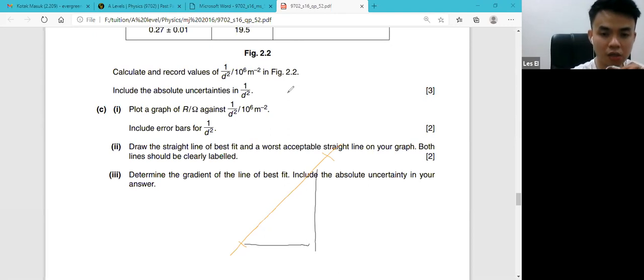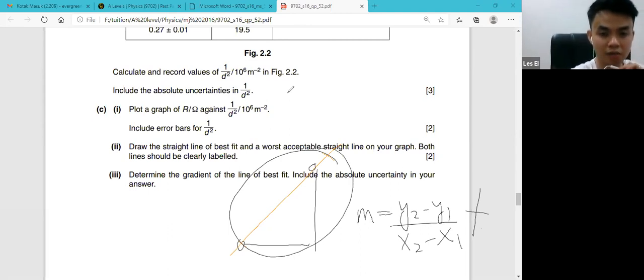So this is how you indicate to the examiner which coordinates you are taking. It's not right if you only write y2 minus y1 over x2 minus x1. You won't get marked from this. You need to show the triangle. So that's how you get the gradient of the best fit line.